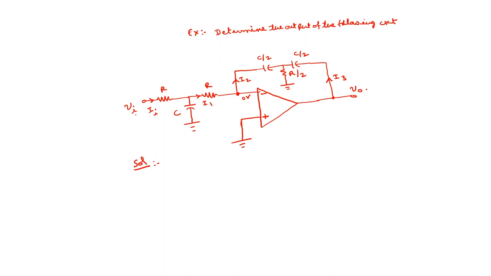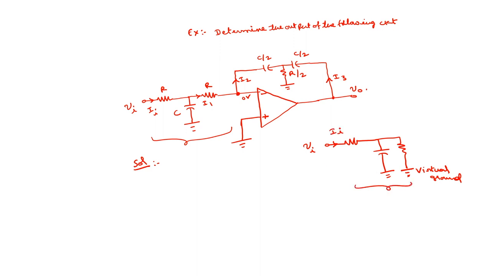So if I consider the circuitry from VI to this ground, this is VI, this is II, this is the capacitor, and then this resistor also will be grounded. These two points are grounded because this point is the virtual ground. This is VI, this is II. I want the expression for II in terms of VI.